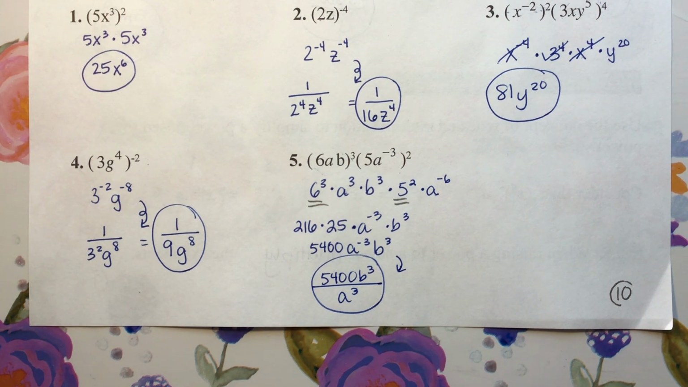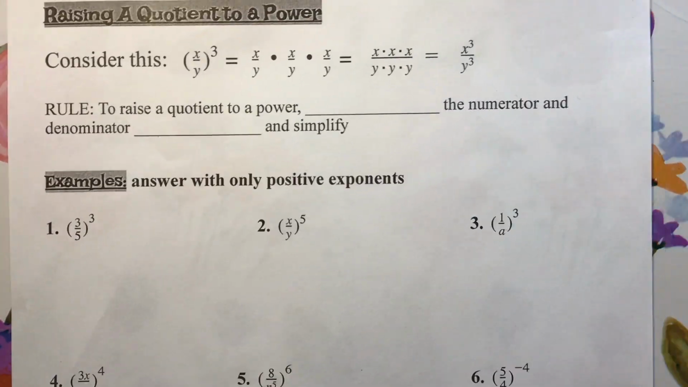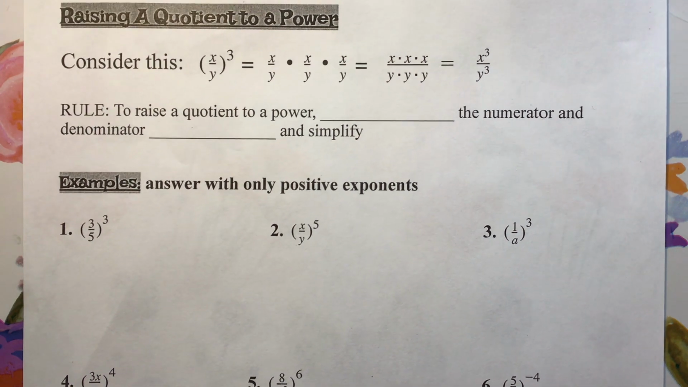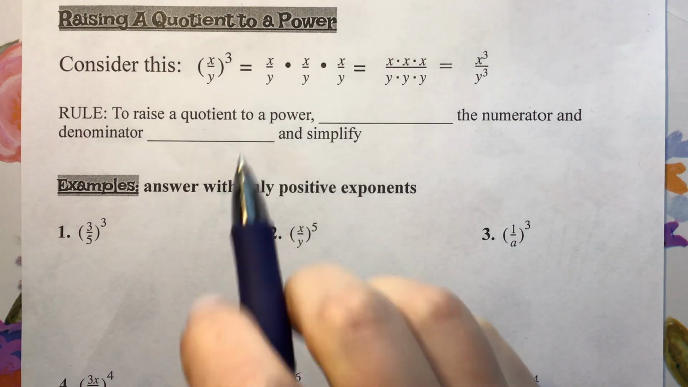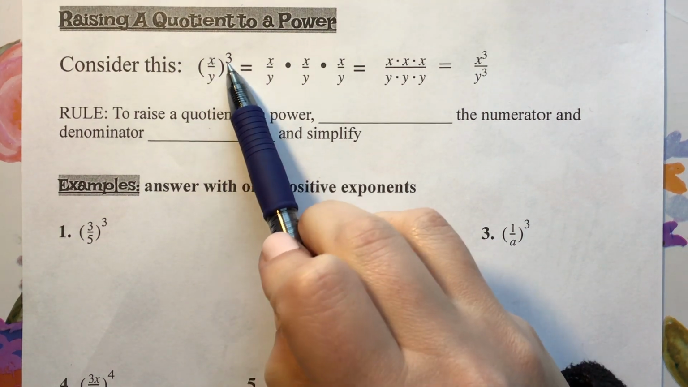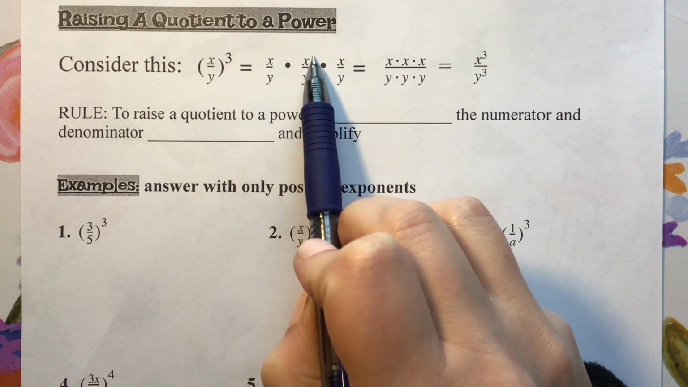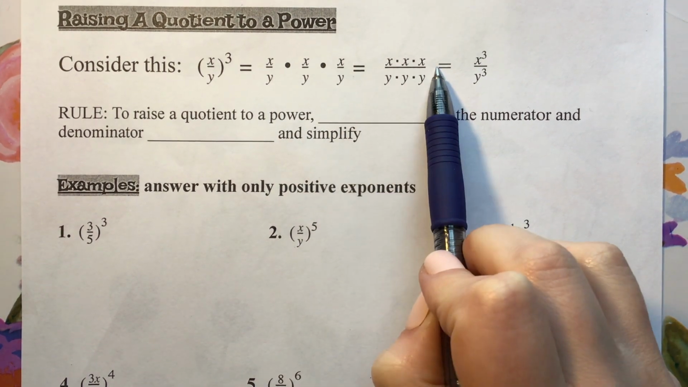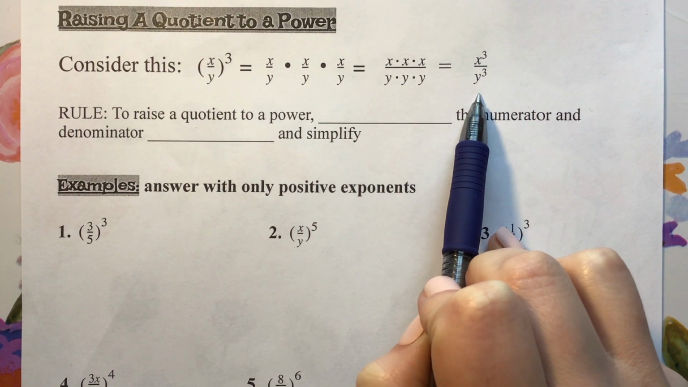We just have a half a page more of notes and then we will be done. What if the problem looks like division, or if it has a fraction, but it is still raised to an exponent? Well, this is going to work very, very similarly. Consider this. I have x over y to the 3rd. Well, that's the same thing as x over y times x over y times x over y, which means x times x times x over y times y times y, or x cubed over y cubed.